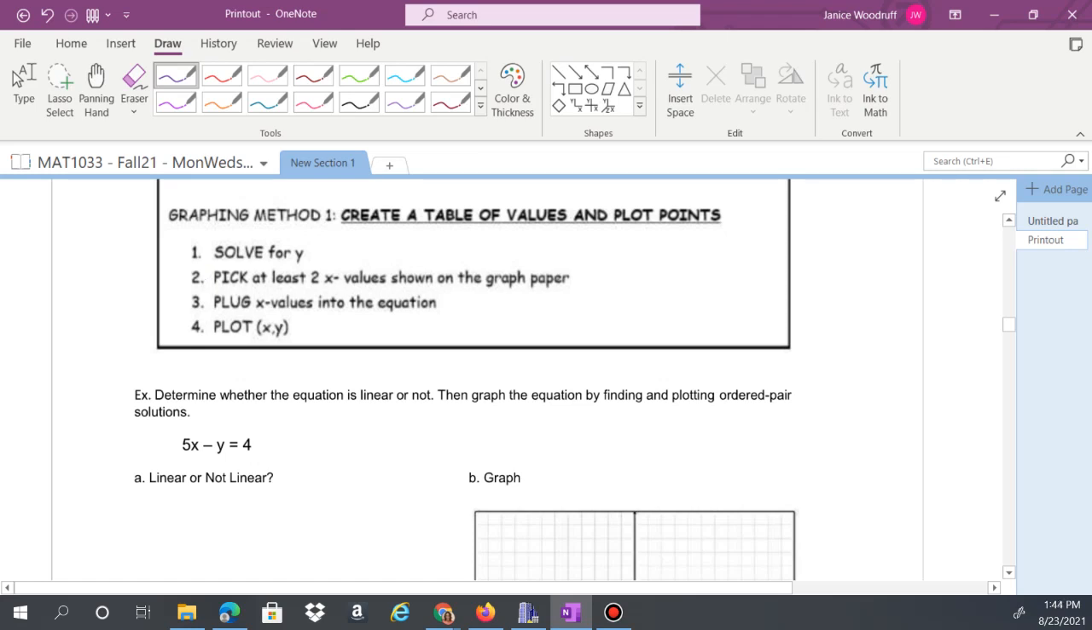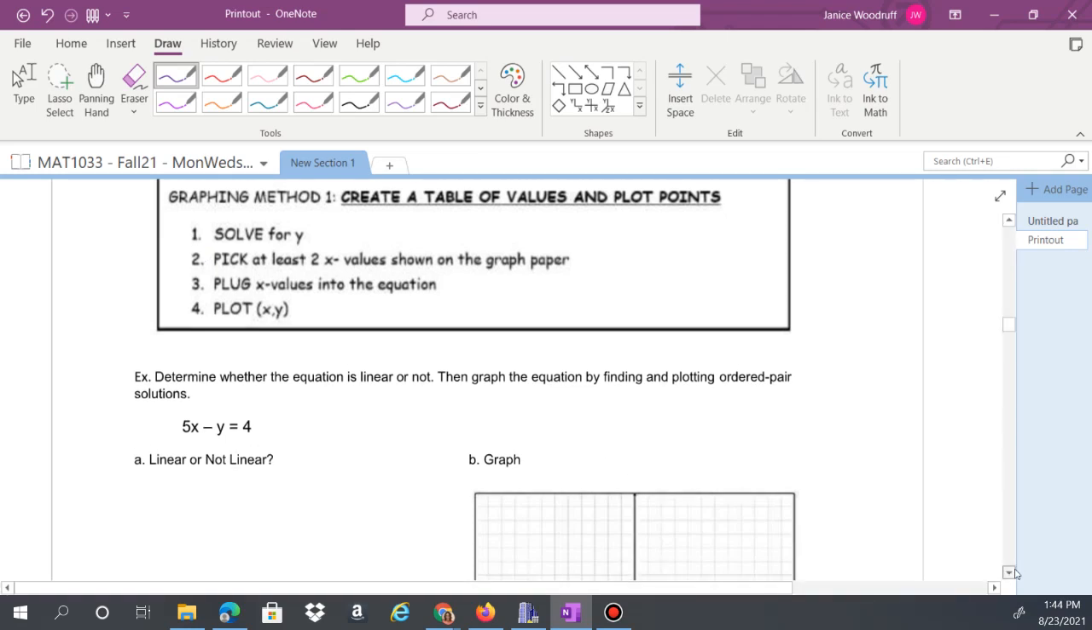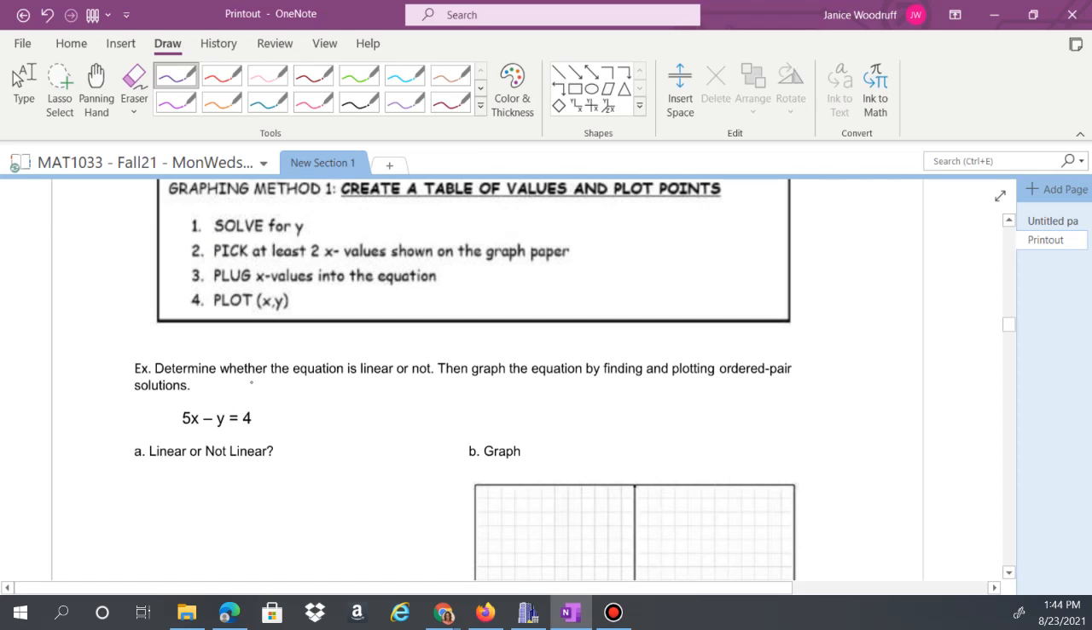Okay, so here's what you're going to do for this problem. We're going to solve for y, which means we're going to rearrange the equation for y. Here I have 5x minus y equals 4. And actually, is this linear or not linear? It is linear.